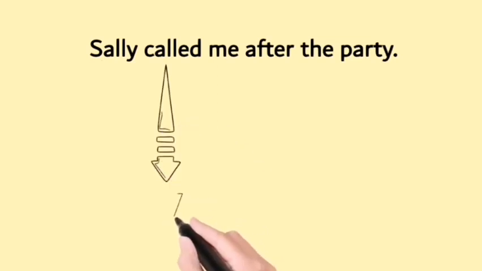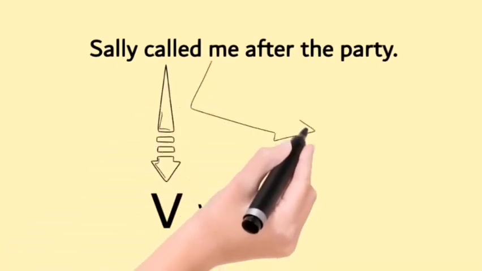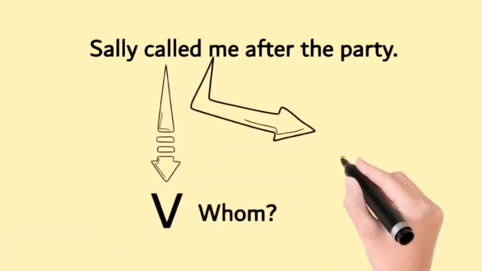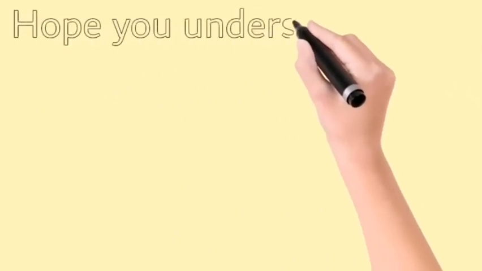Sally called me after the party. Called is the verb here. Whom did Sally call? Me. So me is the object in this sentence.